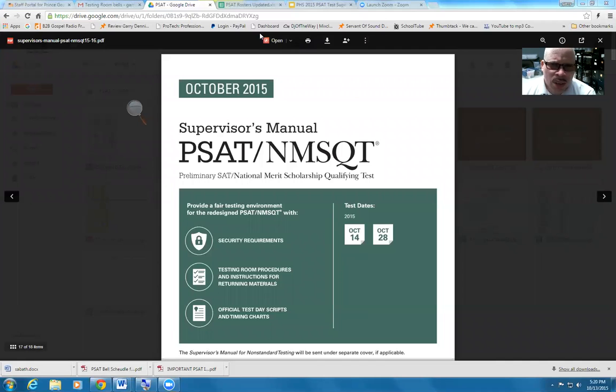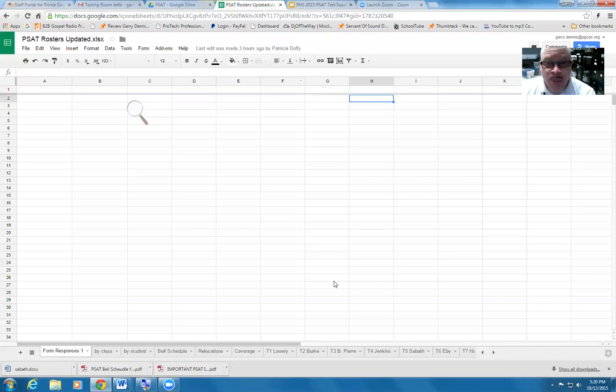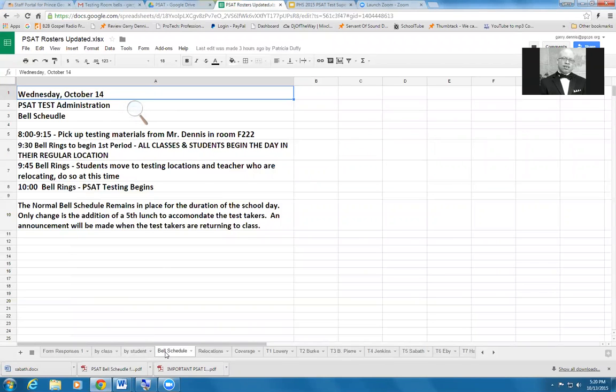On test day, what you were sent was a document, and that document was a Google Doc. If you clicked on it, it may have looked blank to you, because the first page is blank. All you have to do is go to the bottom of that page and look at the bell schedule. Our day will begin with the bell schedule.